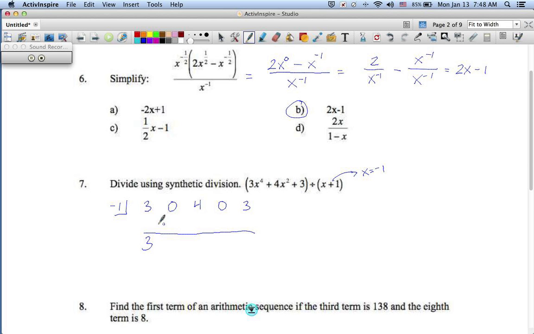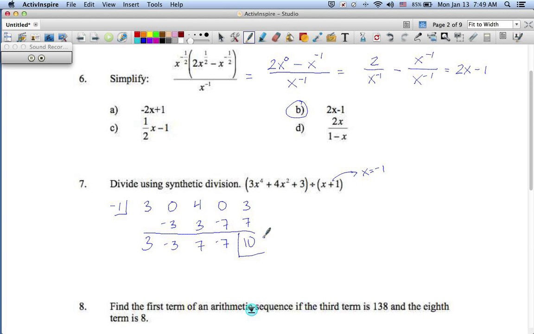Bring the 3 down. Multiply by negative 1. Add. Multiply. Add. Multiply. Add. Multiply. Add. That is my remainder. So that's the process, synthetic division.